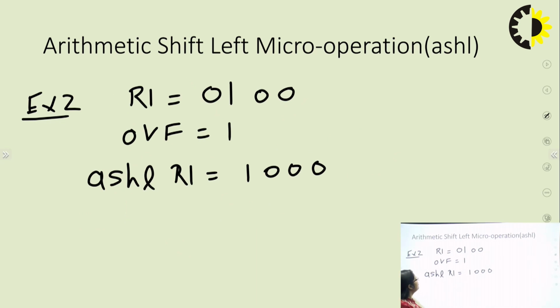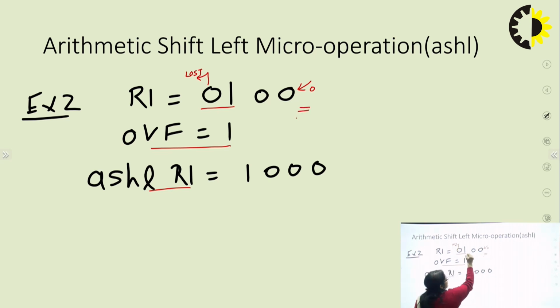In the second example of arithmetic shift left, you can see that before the operation, the first 2 bits are differing. Either it is 10 or 01. That is, the first 2 bits should be different. If the first 2 bits are differing, then the overflow bit is 1. Now, arithmetic shift left R1: the 0 will be inserted here and this particular value will be lost. Means the resultant will be 0, 0, 0 and 1. This will be the result of ASHL R1.